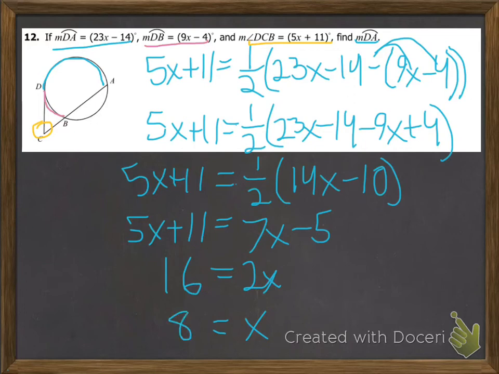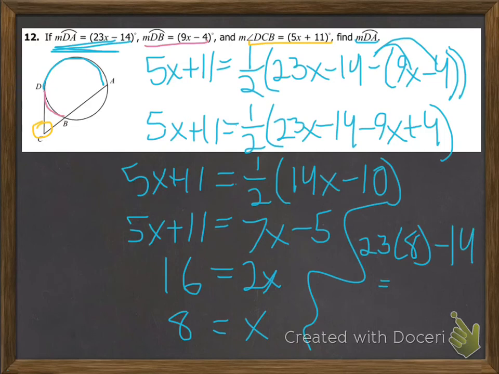So now, we're not done. We found our x. We need to plug it in to DA up here. So here, let me put a little squiggly line here. We're going to have 23 times 8 minus 14. Plug that into your calculator, and you are going to get 170 degrees as the final answer.